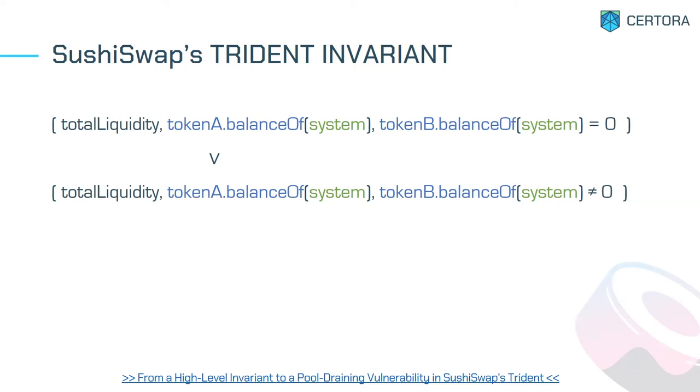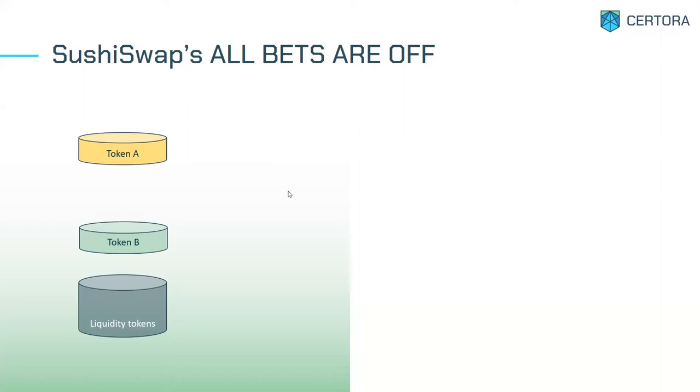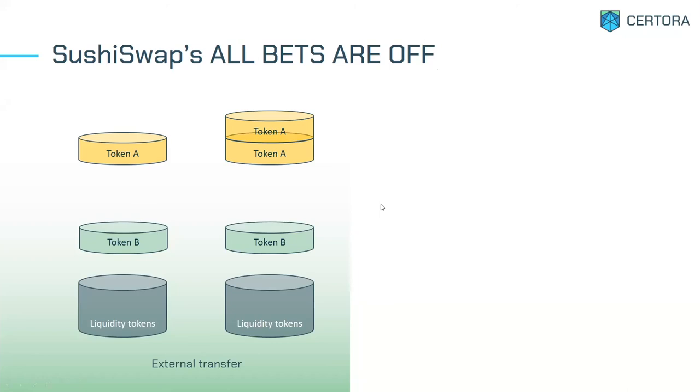So basically you have token A and token B in a liquidity pool. And now you are doing an external transfer. So basically what happened is that you increased the amount of token A, but the system is not aware of it. That's a tricky case: you increase it in a way that the system's internal data structure is not aware of.